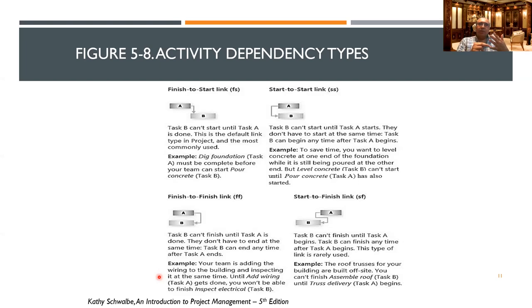So this is a finish-to-finish link. You are adding wiring, and the inspection is also starting, and the inspector cannot finish until you finish all the wiring, right? If you don't finish all the wiring, the inspector cannot finish his work that day. If you do only four rooms, he can't finish his inspection. He's not going to give you an inspection report, and then he has to come back again, right? So this is an example of a finish-to-finish link. Is that clear about the finish-to-finish link?